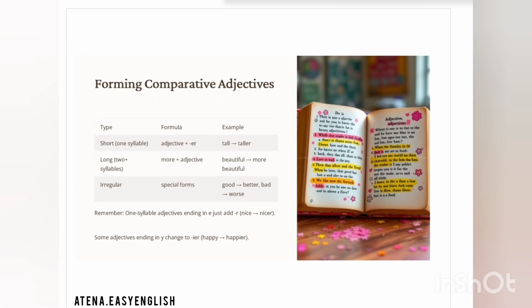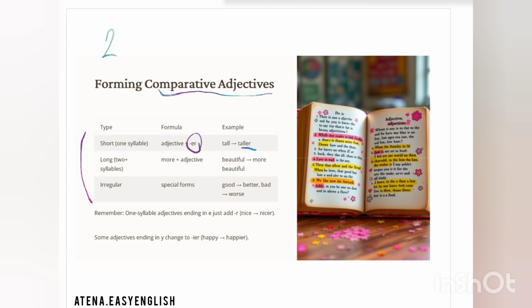Look at here, forming comparative adjectives. So, we said we have two options. When we are comparing them together, we use comparative adjectives. So, how do we do it? Short. When our adjective is really short, for example, one syllable, you add ER to your adjective. For example, tall, taller, fast, faster, smart, smarter. So when your adjective is short, you just add ER, like taller.